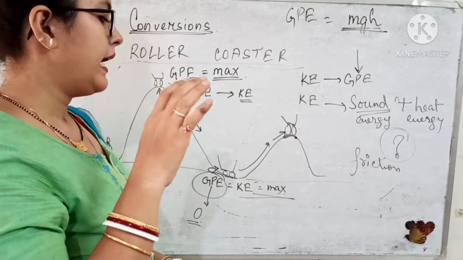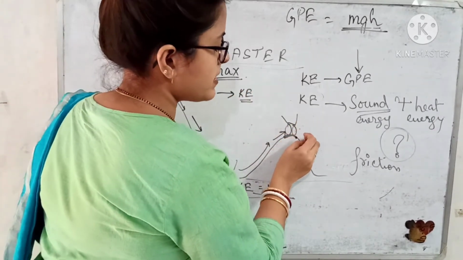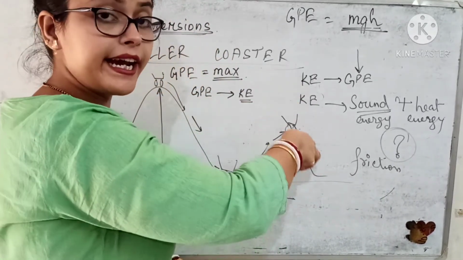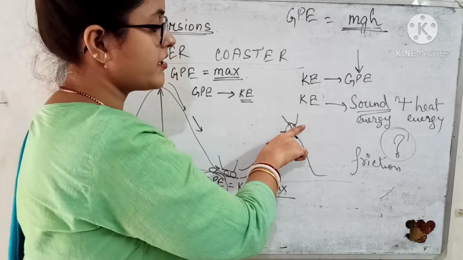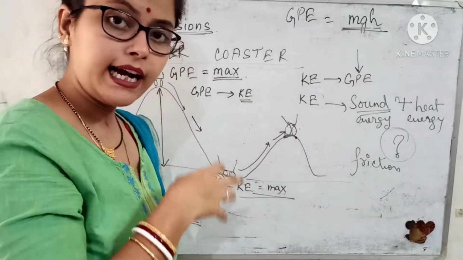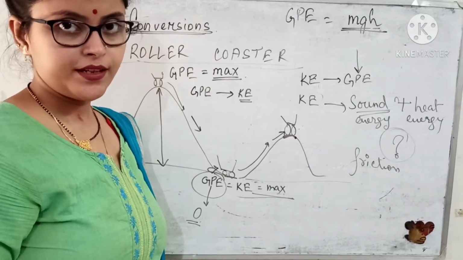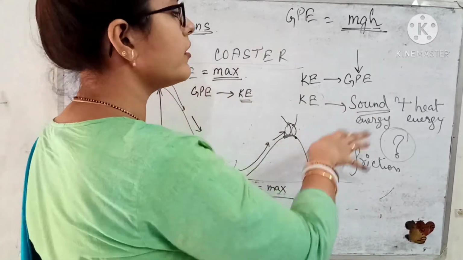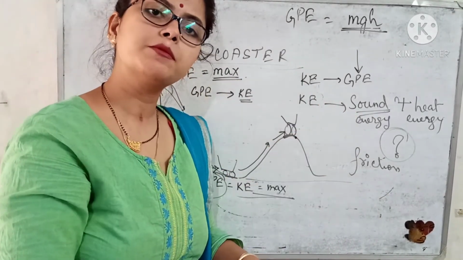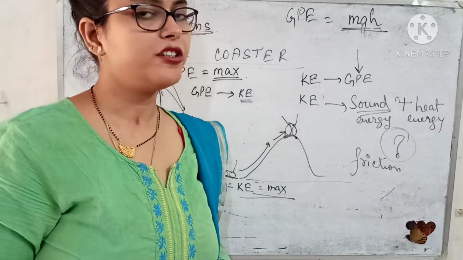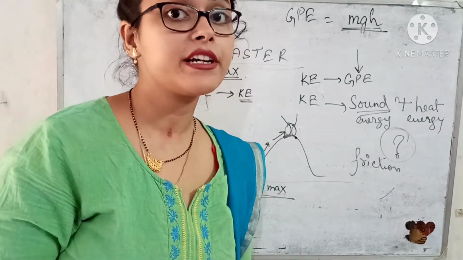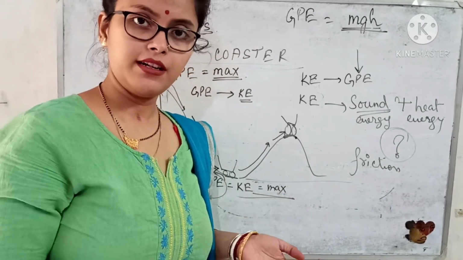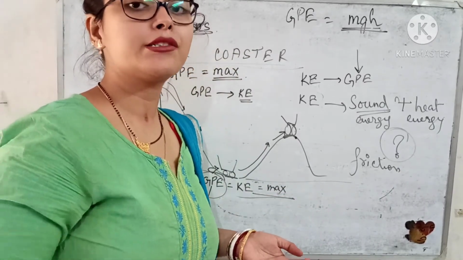Okay? And again it will start moving. That means from here to here, when it moves, it will show a gain in speed because the gravitational potential energy will convert into kinetic energy. Understood? And at every position, the sum total of all the energies will be constant because no amount of energy gets wasted or destroyed. It only changes its form.